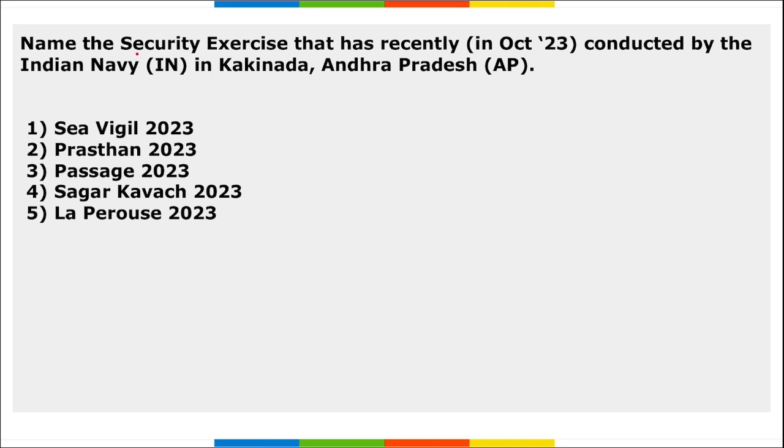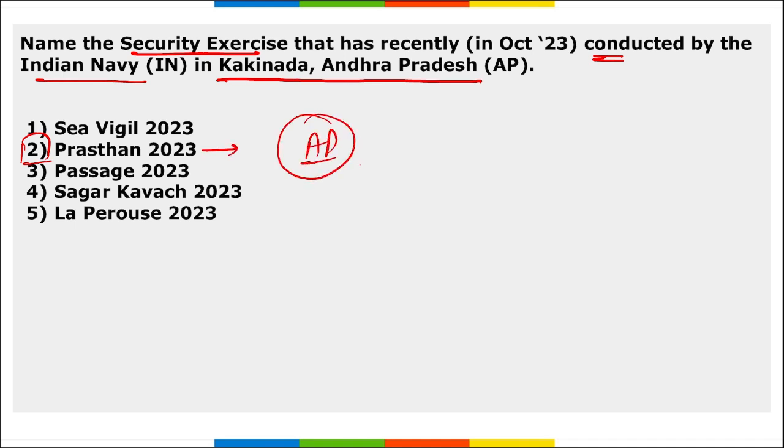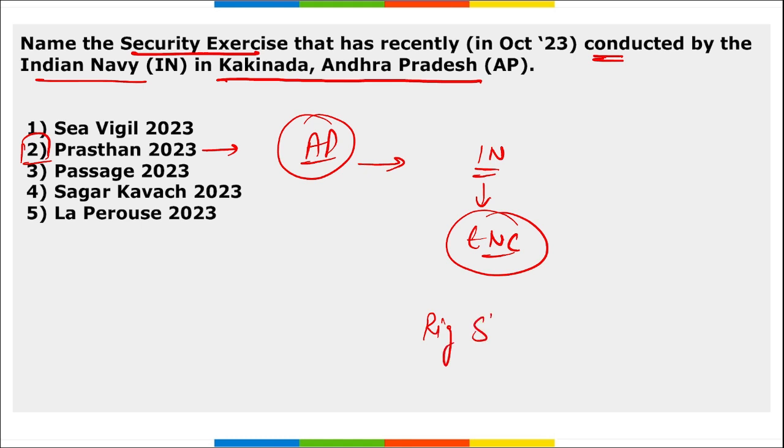Moving on, name the security exercise that has recently been conducted by Indian Navy in Kakinada, Andhra Pradesh. What is the name of that exercise? It is Prasthan. This Prasthan was carried out right where? In Andhra Pradesh. Correct, it was carried out by Indian Navy, and in Indian Navy too, it was held under Eastern Naval Command. Right, next thing remember, this exercise was conducted on rig, ship, Platinum Explorer of ONGC.